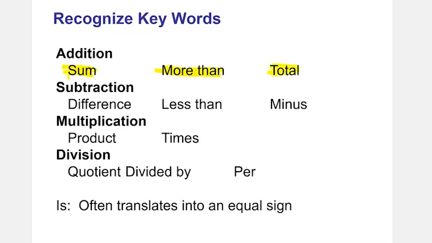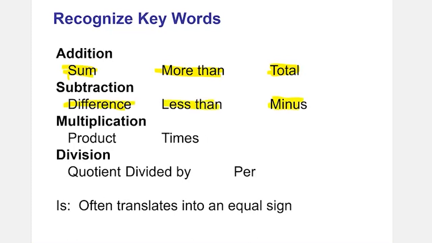Okay. Subtraction. If I say what's the difference between 7 and 2, or 2 and 7, you would say 5, right? Because difference means subtract. So we have difference, something is less than, or sometimes you say minus. These are our keywords for subtraction.